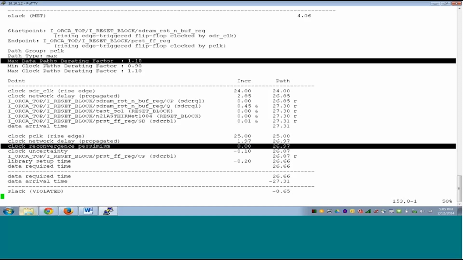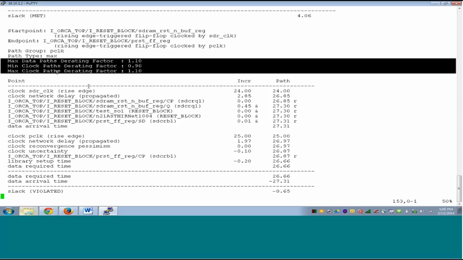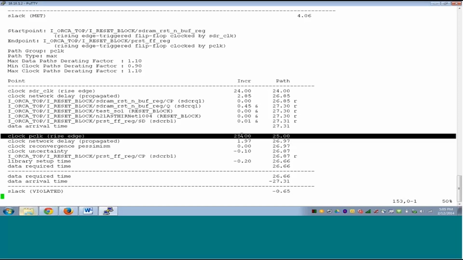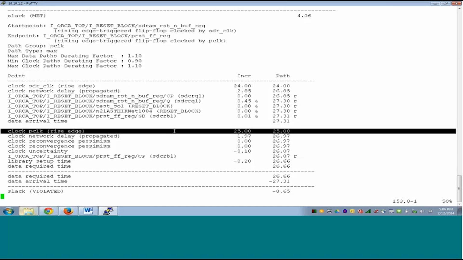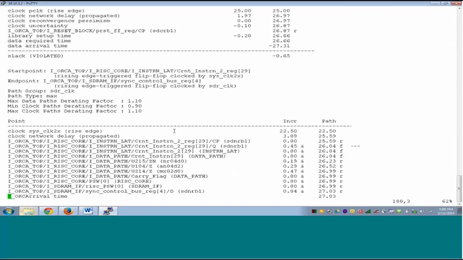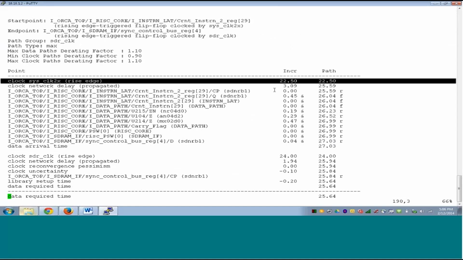The report timing report also tells us what the derates are. With the present clock frequency, we see that the launch edge is 24 and the capture is 25. Something is wrong. There is a 1 nanosecond difference. 130 nanometer logic cannot work at 1 gigahertz. So it appears that SDR and P clock are again asynchronous to each other. So again, you have some strange relationships, 22.5 and 24.